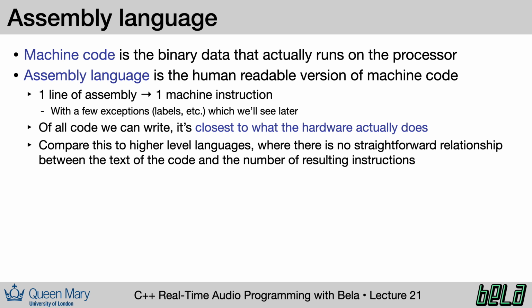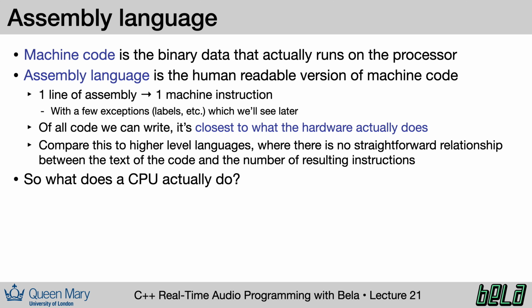As I said, machine code is the binary data that actually runs on the processor, and assembly language is effectively the literal translation of machine code into human-readable form. One line of assembly language will typically produce one instruction for the machine to execute, with just a few exceptions that we'll see later. The reason we write in assembly language is that it's the closest that we can get to what the hardware actually does. Compare that to a language like C++, where we can't be precisely sure what machine instructions are going to result from the lines of code that we write.